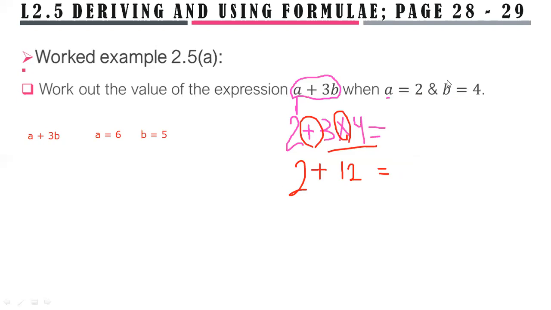Yes. Cool. a is 6 and b is 5, so 6 plus 3 multiply 5. 3 multiply 5 equals 15. Yes. 15 plus 6 equals 21. Why do we start by multiplication? Because of order of operation, right? Yes. Okay, so we have 15. Now we write the sentence again, 6 plus 15, which is 21. Who has any question, guys?